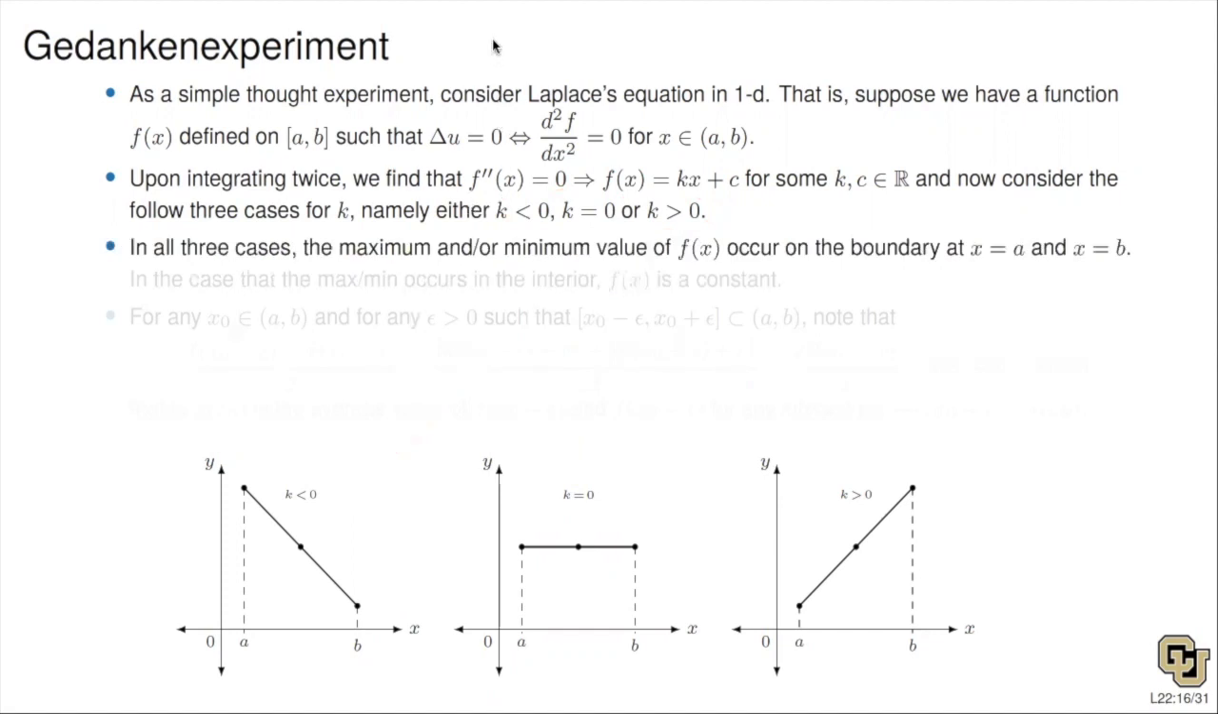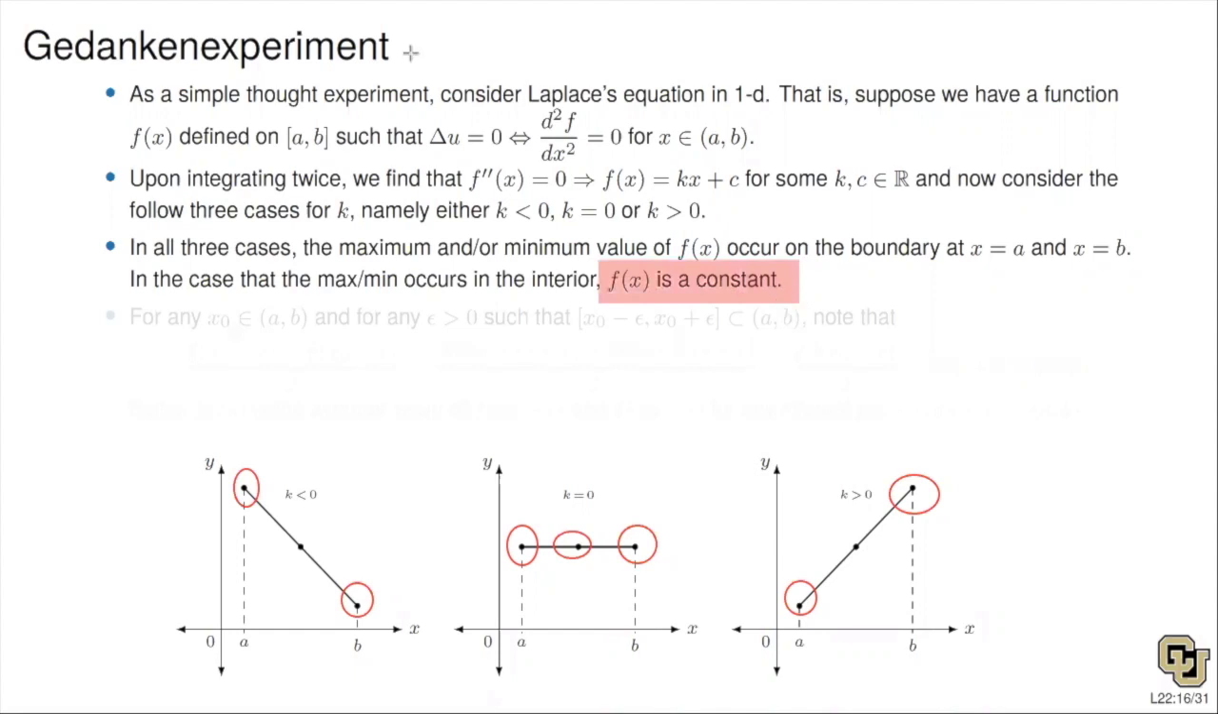In all 3 cases, the maximum and or minimum of the function is occurring on the boundary. But you're saying, well, not in case 2, Sujit. When k equals 0, the maximum also occurs in the interior. That's true, but in case 2, when the maximum does occur on the interior, the function is a constant. So that's something to notice: when the maximum or minimum does occur on the interior, that's the case when the function is identically constant. So that's something to keep in mind.